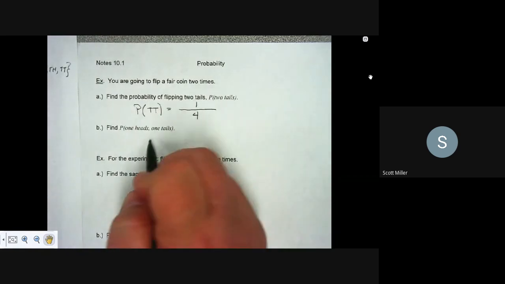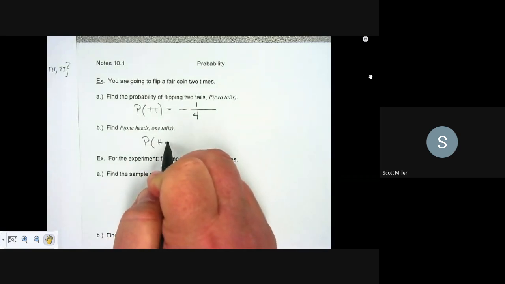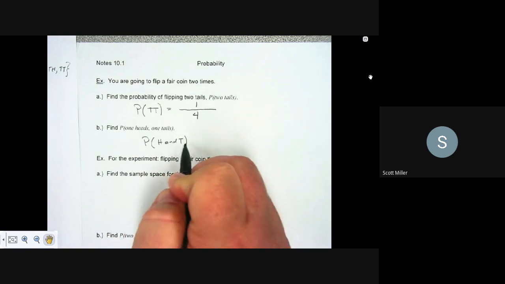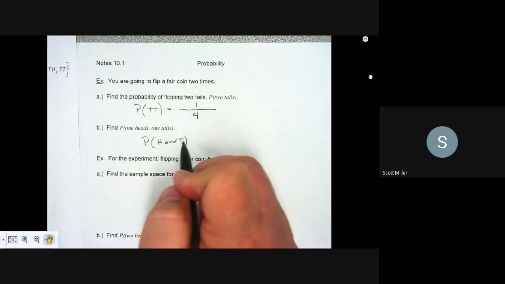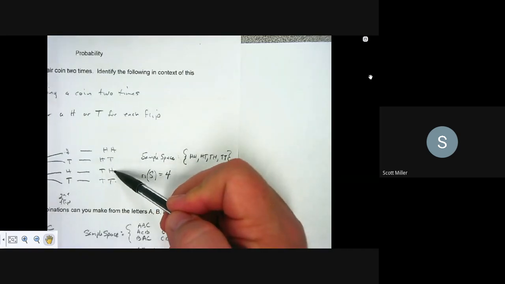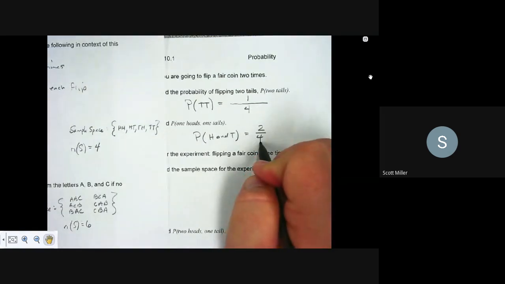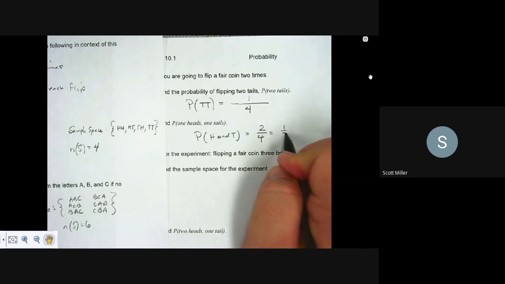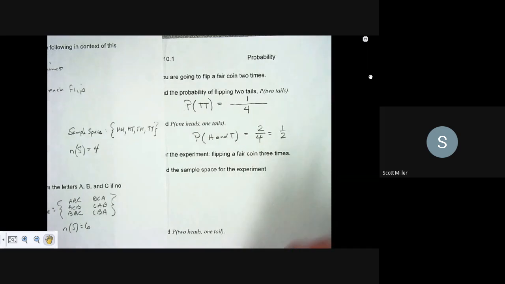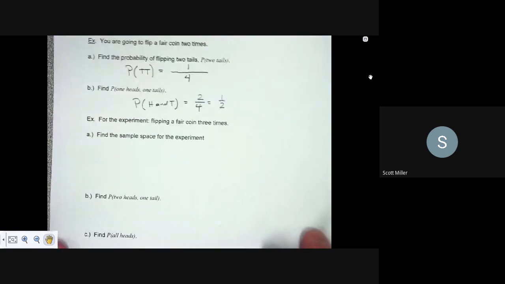So what is the probability of flipping a heads and tails? Okay, 1 heads, 1 tails, not in any particular order. As long as there's a heads and a tails involved, well, that happens here and here. So that is 2 times out of the 4, and then that has to be reduced to 1/2. So remember, in all your fractions, they must be reduced to the lowest terms. Don't change them to decimals, please, okay? Because it's an approximation, unless it happens exactly.